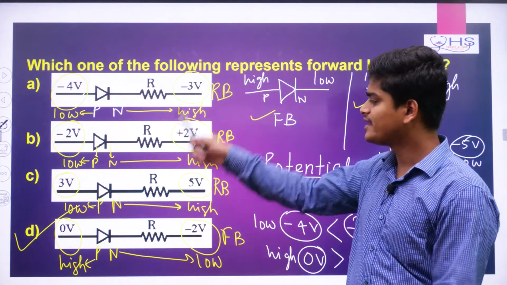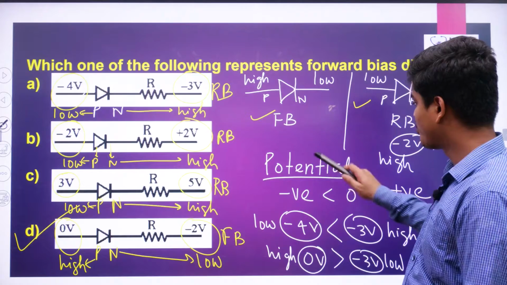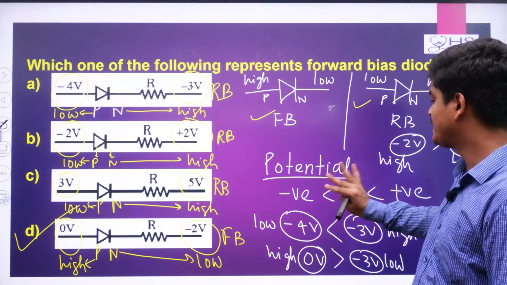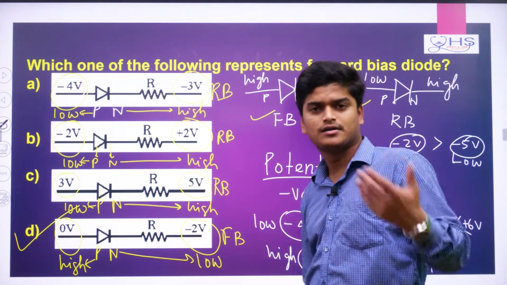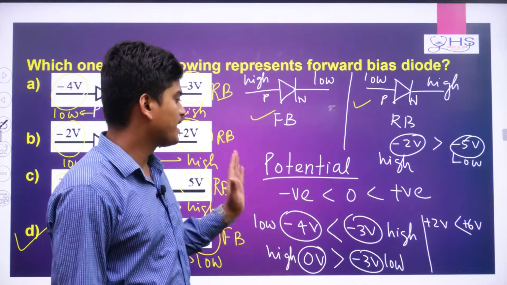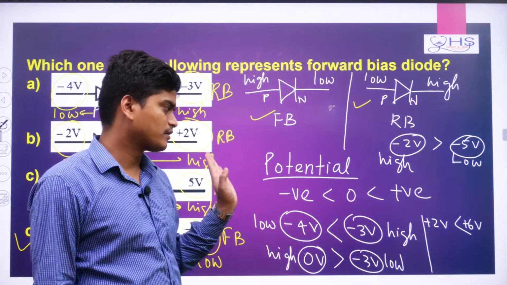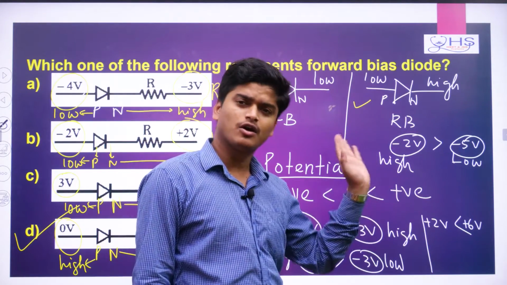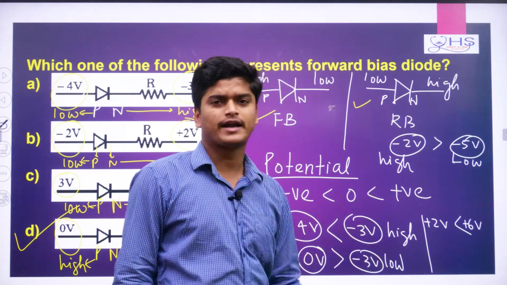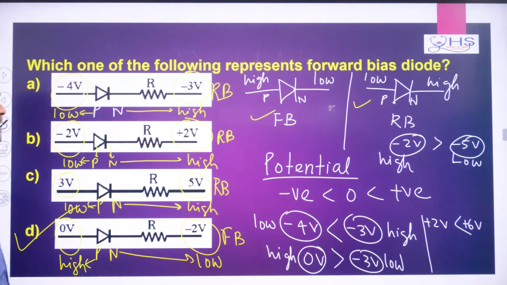Okay, so this is the idea, just remember. For potential, you have to remember negative, 0, positive. 0 will always be greater than whatever negative potential you take, and positive will always be greater than 0 potential and all negative potential also. So remember this idea for forward biasing and reverse biasing.